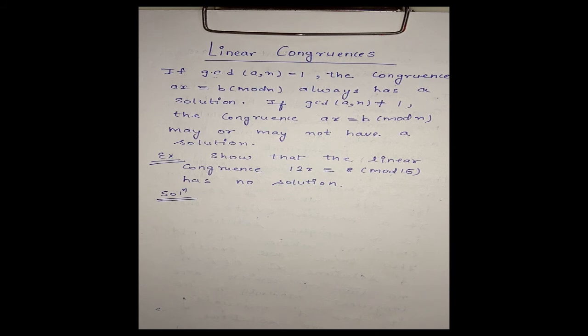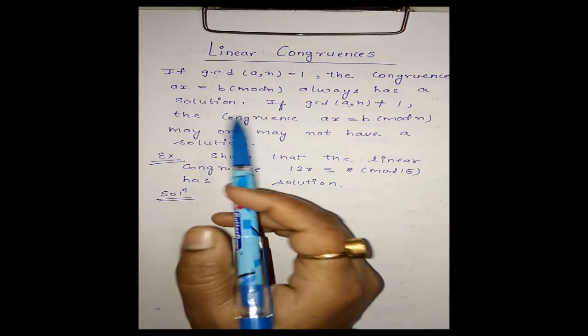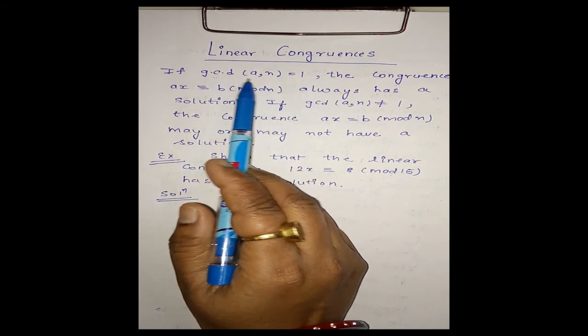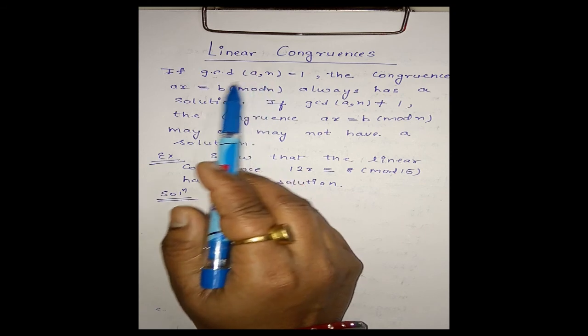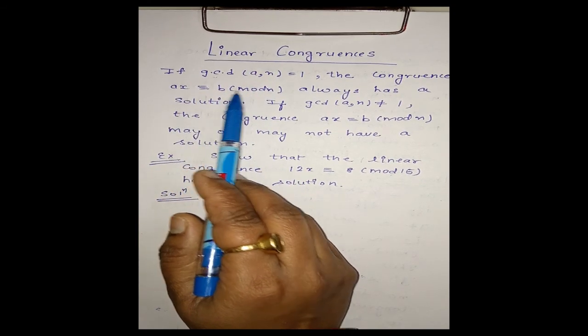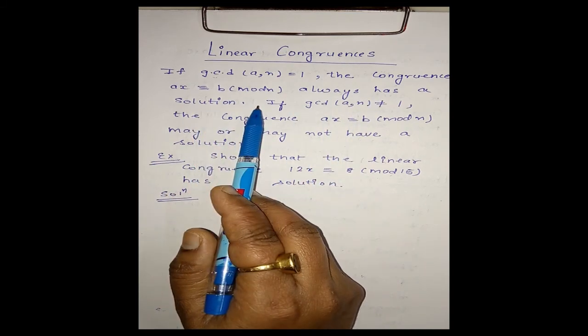Hello friends, in this video I'm going to discuss the method to find incongruent solutions of a given linear congruence equation. In my last video, we found the congruent solutions of a given linear congruence equation. We discussed the case when the GCD of a and n is 1, that is, a and n are relatively prime, then the linear congruence ax is congruent to b modulo n always has a solution.